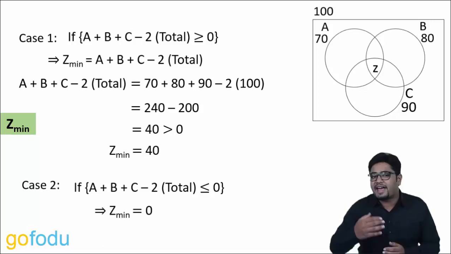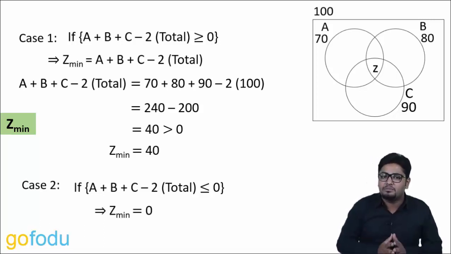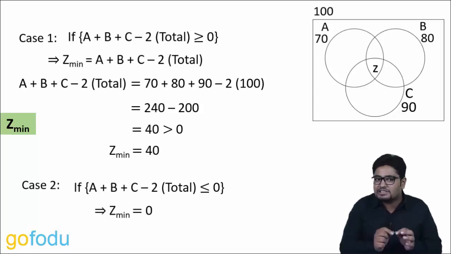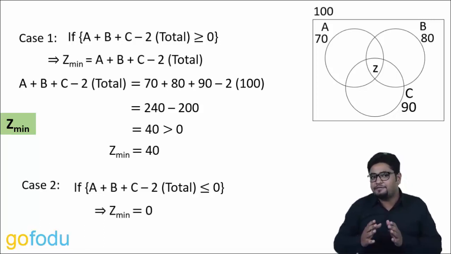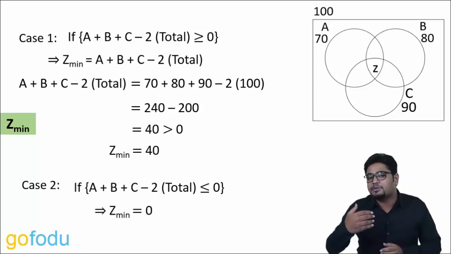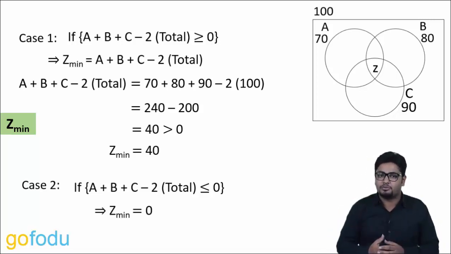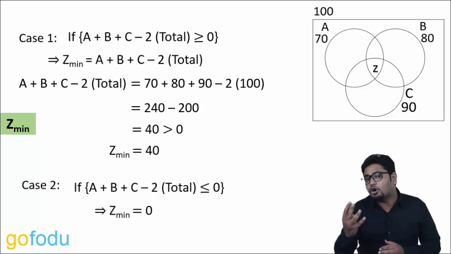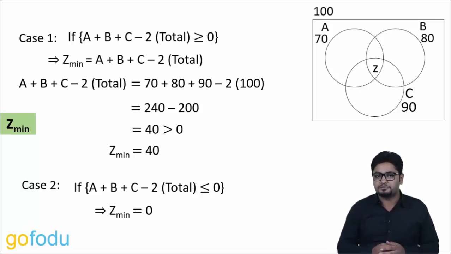This approach can be extended a little bit to calculate the values of Z minimum in the case of a 4 set Venn diagram and a 5 set Venn diagram as well. For a 4 set Venn diagram, you have to take the total of the 4 sets given and then subtract thrice the total value. Similarly, for a 5 set Venn diagram, you have to take the total of all the 5 sets given and then subtract 4 times the total value.